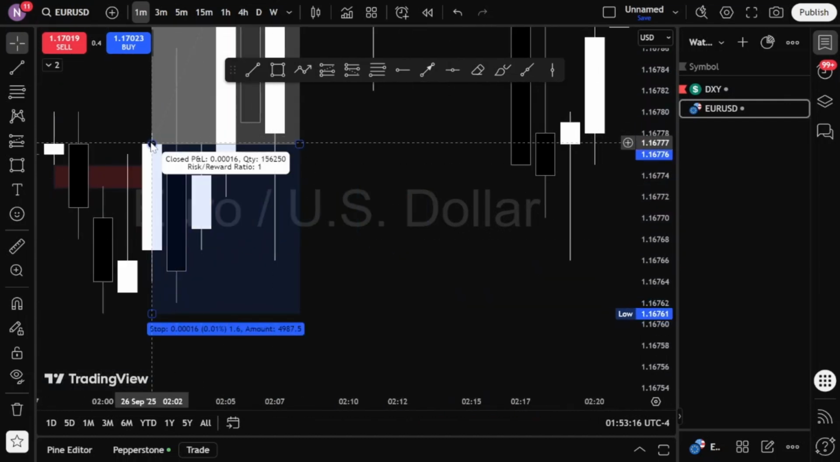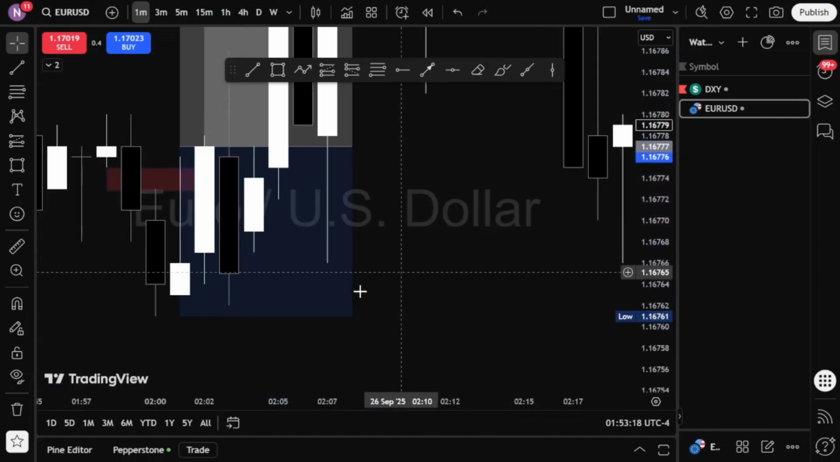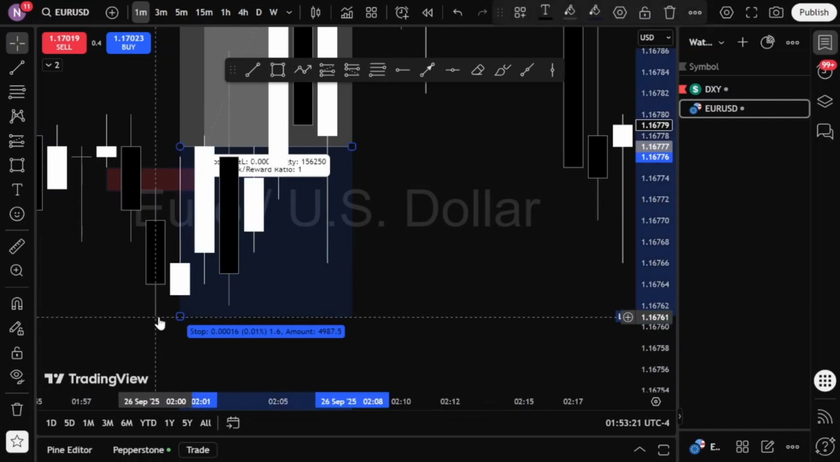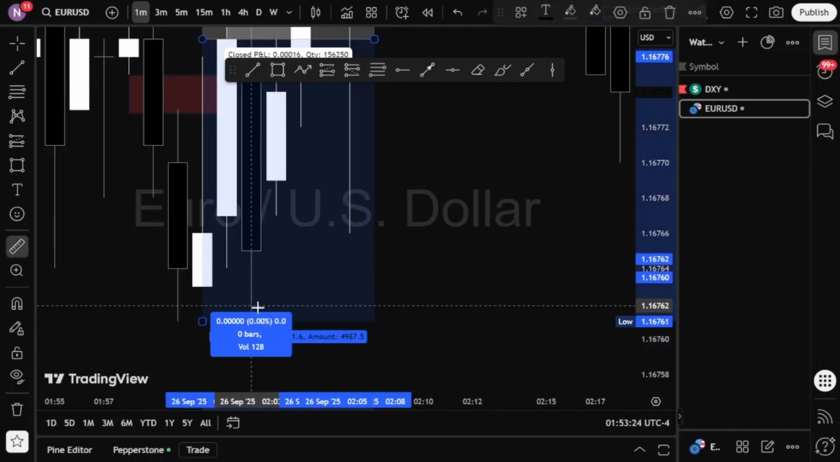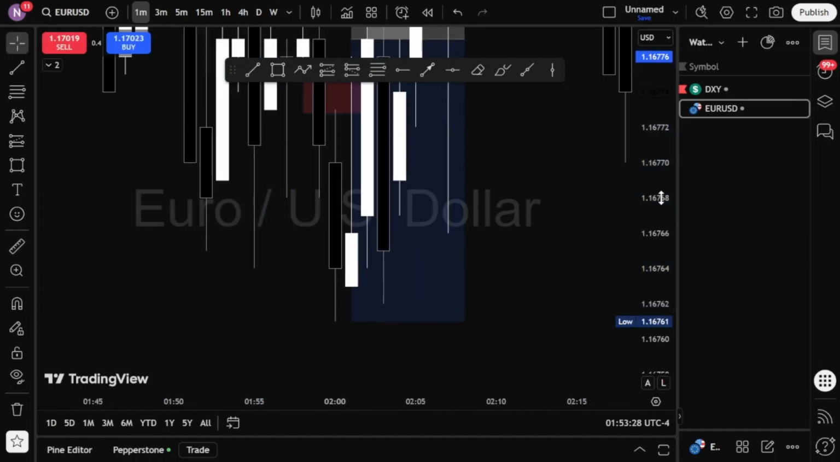Market almost tapped into my stop loss. So as you guys can see over here, my stop loss was below this wick. My trade almost got stopped out by just a tip. So this was the 1 minute time frame.